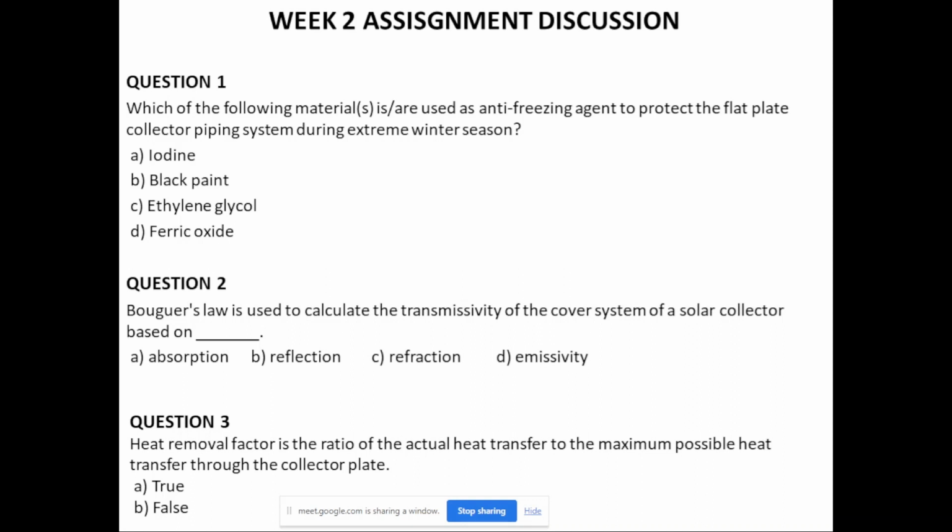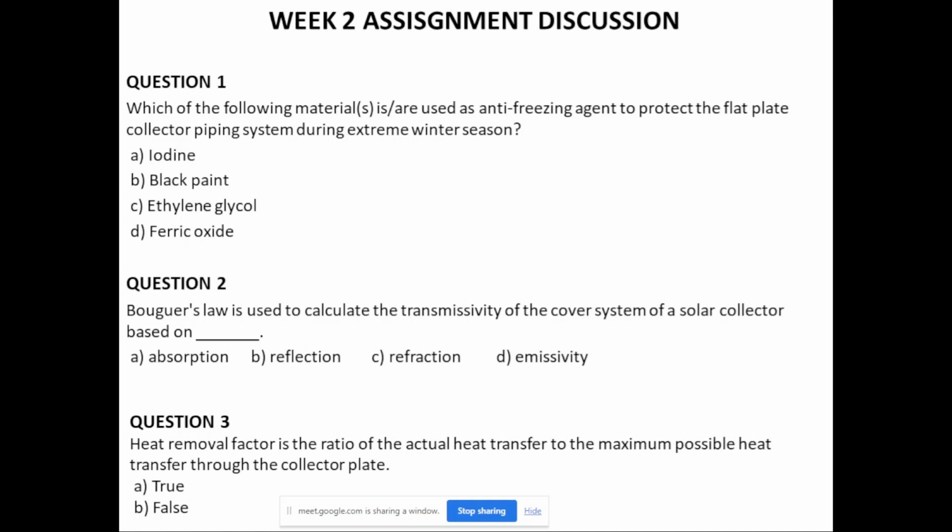So due to this reason, we are supposed to add some kind of anti-freezing agent. One of the properties of this anti-freezing agent is that it prevents the freezing of your water at 0 degrees Celsius. It will bring down your freezing point to minus 50 or minus 60 degrees Celsius, for example. So here we have four options.